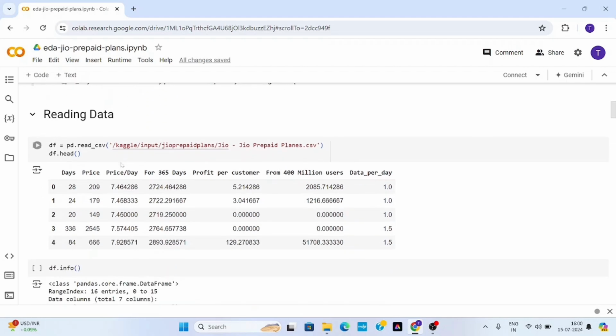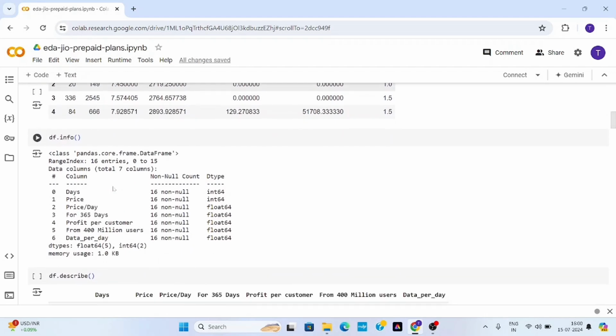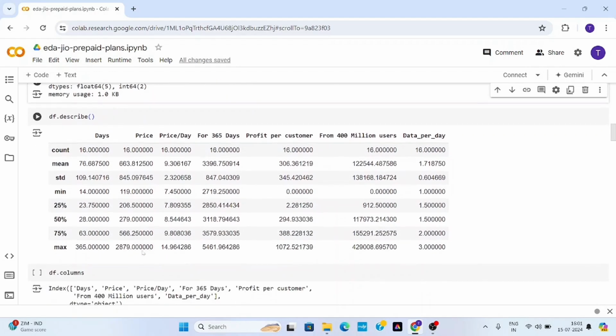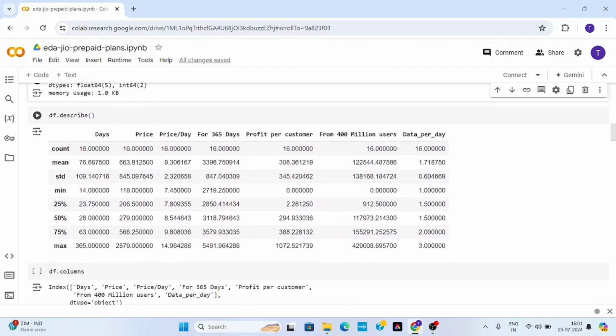Okay, so this is the data set, and we are calling the basic info function, which provides basic details, in which there are 16 non-null counts, which means there are no null values present, and we have 2 integer data types and another 5 float data types. This is our data set's data types. And the describe function gives you the count, mean, standard deviation, minimum, and quartile ranges.